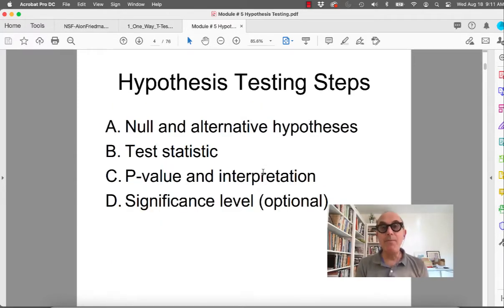So the steps in hypothesis testing. Again, there are a lot of ways to do that. This is the standard way, the traditional way to think about that. There is the null and alternative hypothesis. There is the test that is involved in it, and there's the p-value and its interpretation. And there is also, lately, more and more people using the significance level as an alternative in order to test the validity of the hypothesis testing.